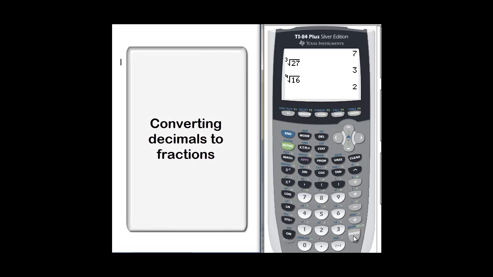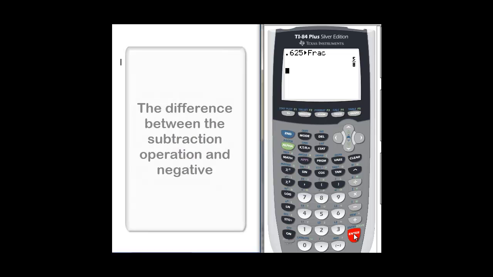Another nice little feature about your calculator, let's say you end up with an answer that is 0.625 and you wanted your answer in a fraction. You can come up here to Math and select number 1, where whatever the number is here, it's going to change it to a fraction. I have 0.625 and I want to convert that to a fraction. You hit enter and it tells you that 0.625 is equivalent to 5/8. So those are just some basic functions on your calculator.